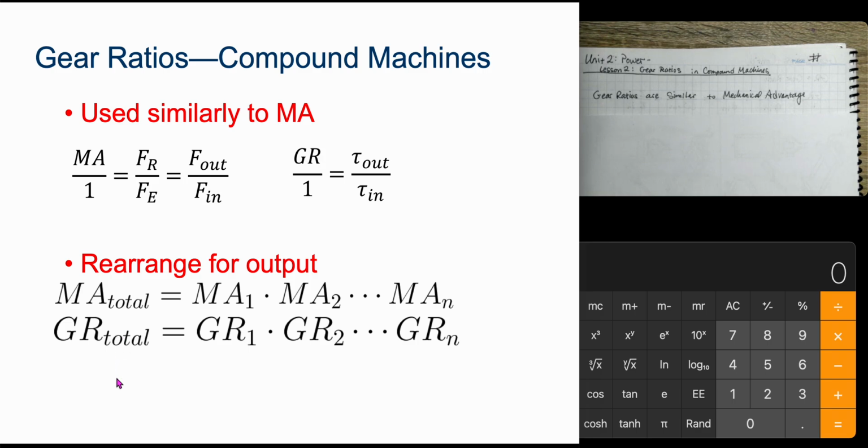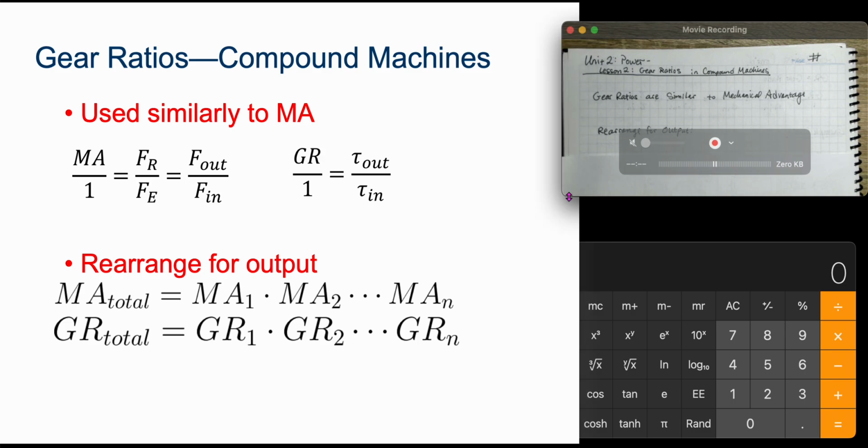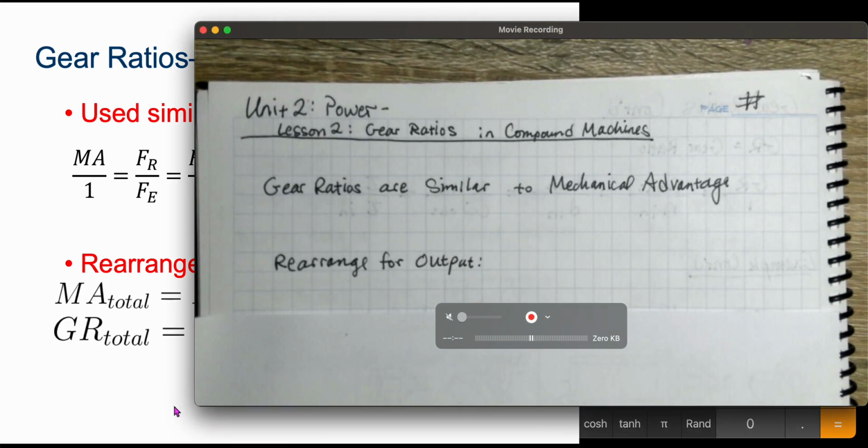Oh wait, is that what I'm doing? No, I'm sorry. This one down here was multiplying gear ratios together to get your total, same as what we did with our mechanical advantage. Did I mean to put that one there? Well, okay, that's okay. We'll do this part over here on our notes. I kind of screwed up on a slide.